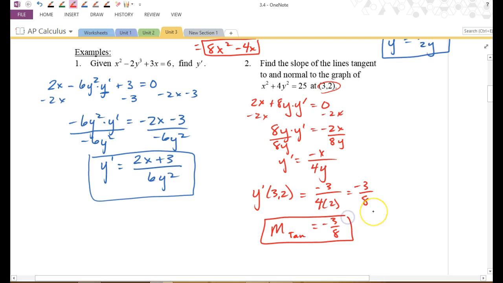Okay, and then we can find the slope of the normal line. Slope of the normal line is the negative reciprocal to that. So the negative reciprocal would be 8/3. Okay, not too bad.